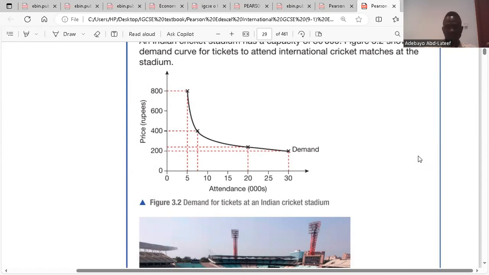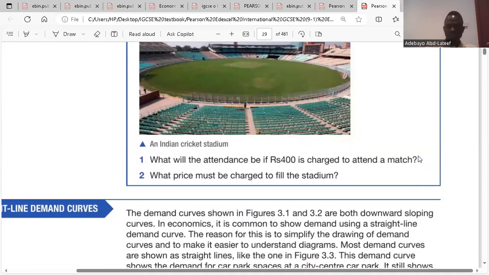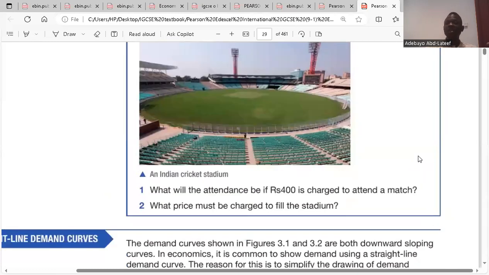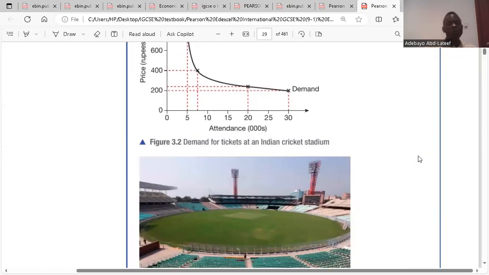Is it clear? The second question says, what price must be charged to fill the stadium? That means to make the stadium capacity be filled up. So the price must be what? At 200. At 200, that is the capacity, because it has a 30,000 capacity. So with 200 price charged on tickets, 30,000 spectators should be expected. Is it clear? Yes. So that's the answer for that.